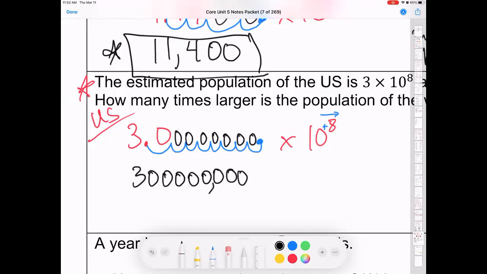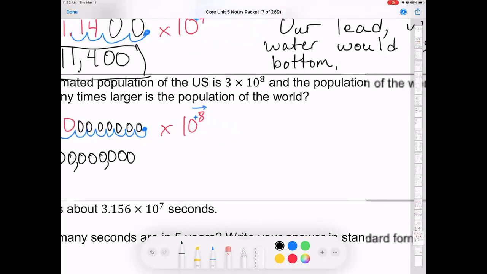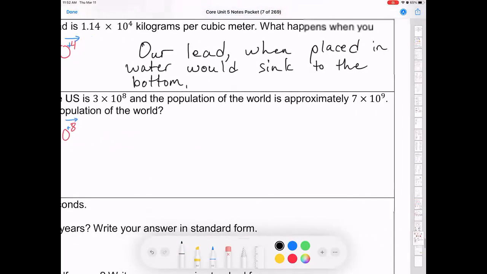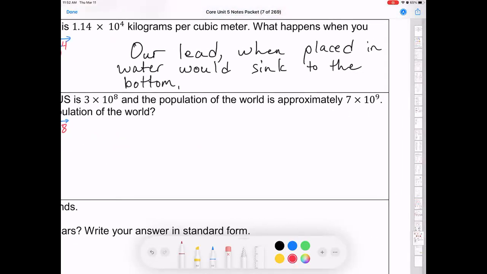So we are looking then at 300 million. I know that's much larger at this point, but for this question, it is 300 million. Now we have to figure out the world's population. According to this, the world's population is 7 times 10 raised to the 9th power. It's really the same as 7.0 times 10 to the 9th.